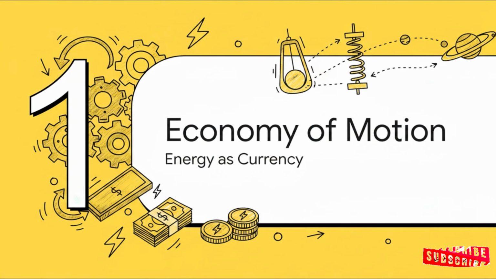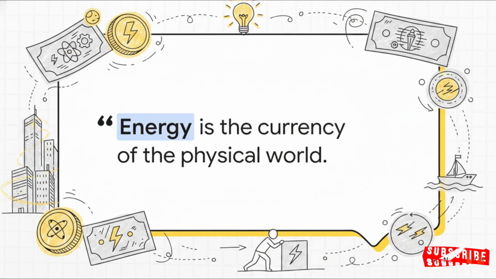Starting off with Section 1, the economy of motion, where we'll look at energy as currency. Energy is the currency of the physical world. I really want you to keep that quote in the back of your mind throughout this entire explainer. Because just like money makes the human world go round, allowing us to buy goods, build cities, and trade across oceans, energy is the literal currency that allows the universe to actually do things. If you want to move an object, heat up a room, or light up a whole city, well, you have to pay for it. And the universe, it only accepts one form of payment: energy.